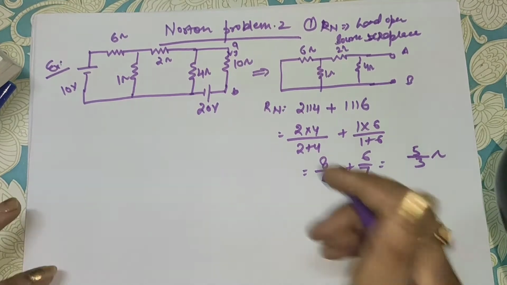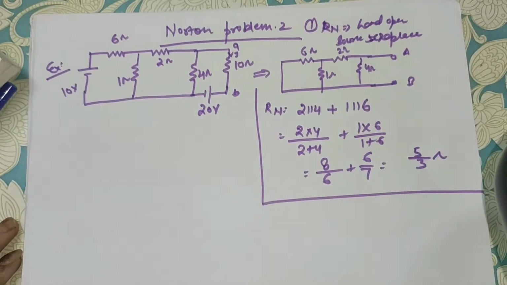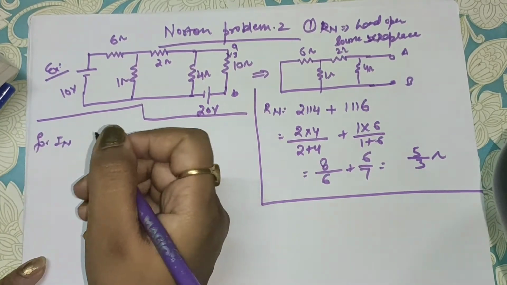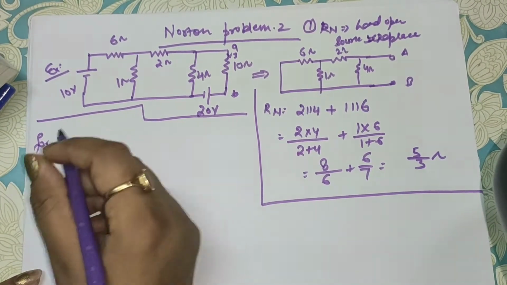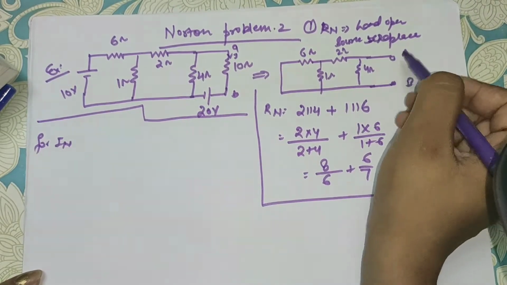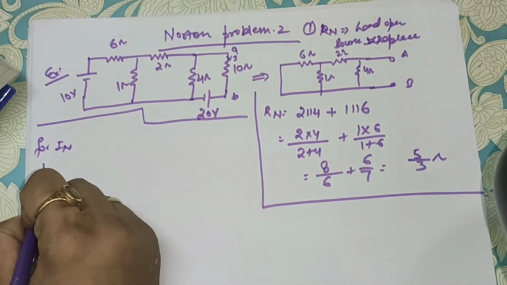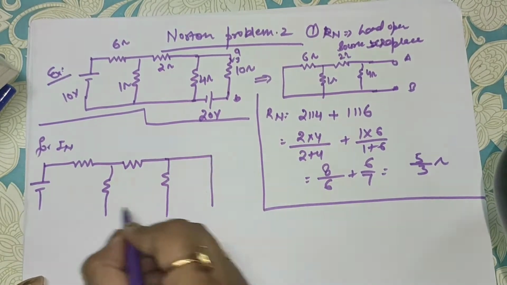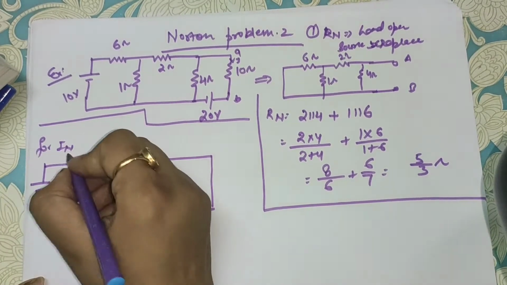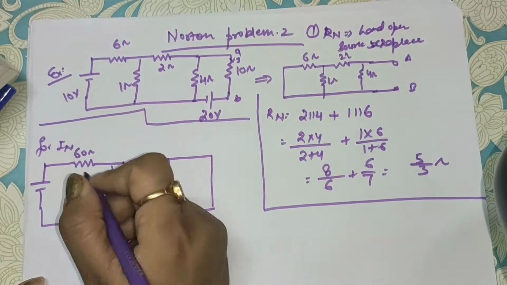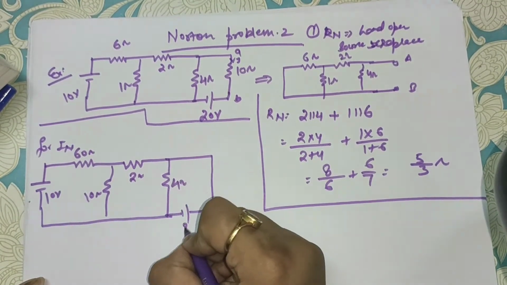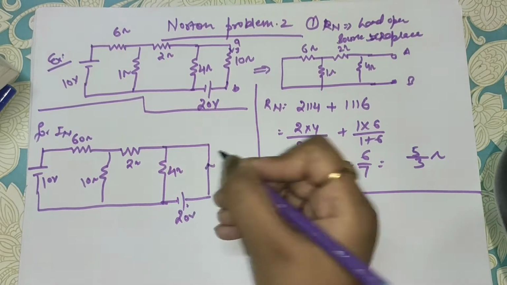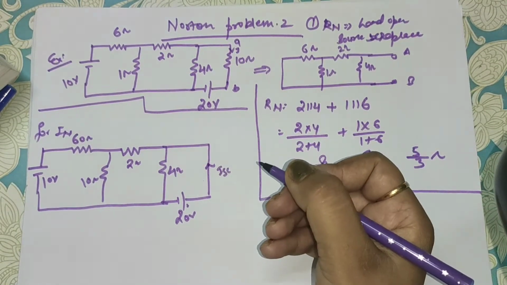Now what you have to do, you have to calculate the IN. Okay, for IN, you have to replace the load with the short circuit terminal. So the circuit will be like this. This will be short circuit now, and the voltage sources will be there like this. That is 6 ohm, 2 ohm, 10 ohm, 10 volt, 4 ohm, 20 volt. This is your circuit. Let's suppose this is 20 volt, and this is your ISC flowing from here.